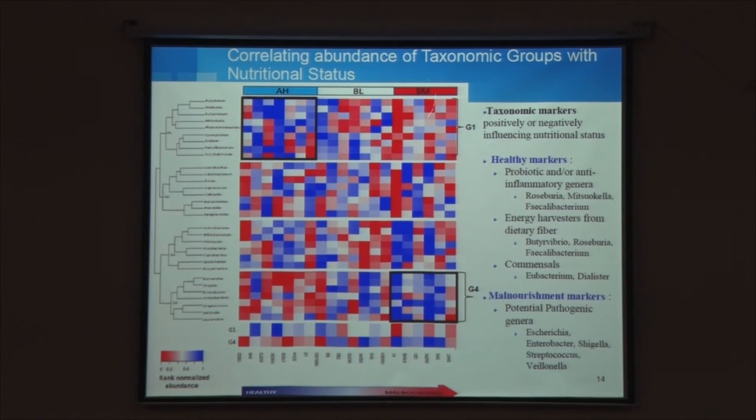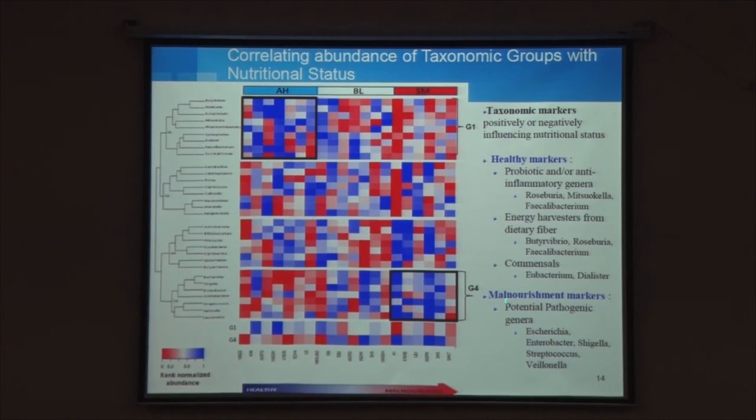This is not clear, but what came out was this G1, which we call the healthy marker, and they have things like Roseburia, Mitsuokella, Faecalibacterium. These are known from the literature to be probiotic or anti-inflammatory genera. Also, certain bacterial groups found in this particular group are known to harvest energy from dietary fiber.